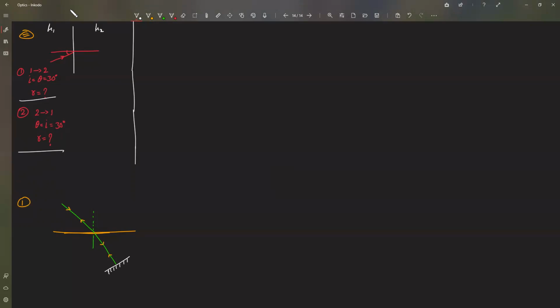There you have the interface, right? There is a normal, and you have an incident ray which is making an angle of 30 degree, right? So obviously it will have some angle of refraction here. Now this is from medium 1 to medium 2, understood? This is medium 1, this is medium 2. If it is from medium 1 to medium 2, it will follow this.